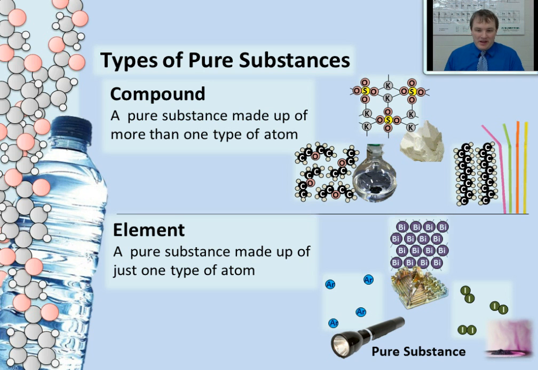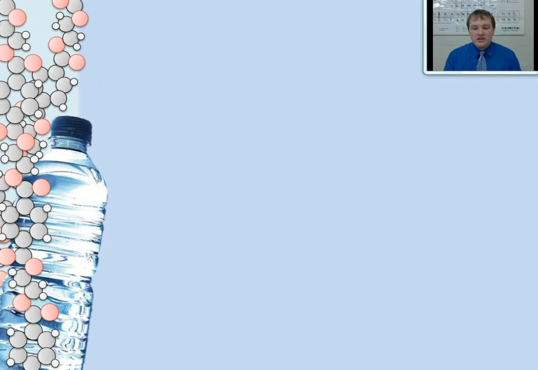To be an element, like in this lesson we're learning about molecular elements, elements only have one type of atom, even though those atoms can be arranged in 3 different ways. And we're going to be talking about one of those ways that atoms can be arranged.